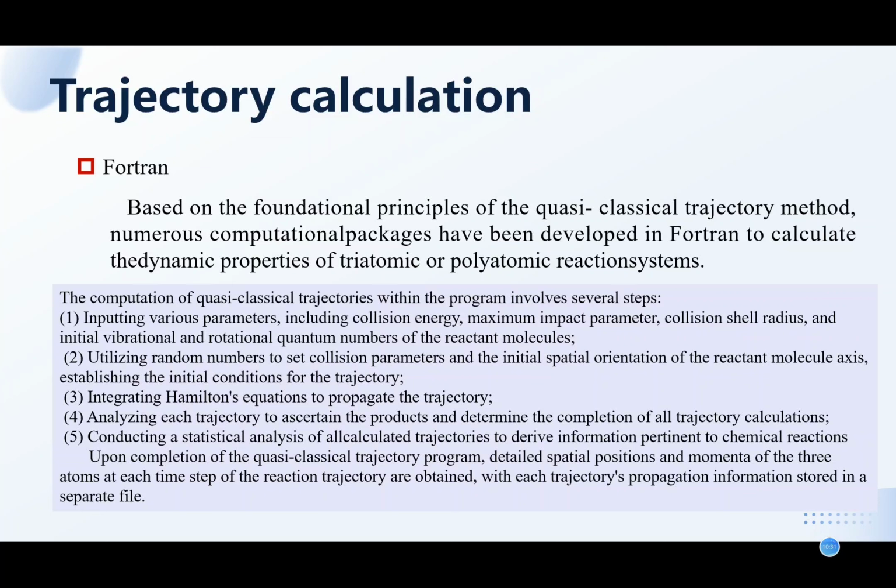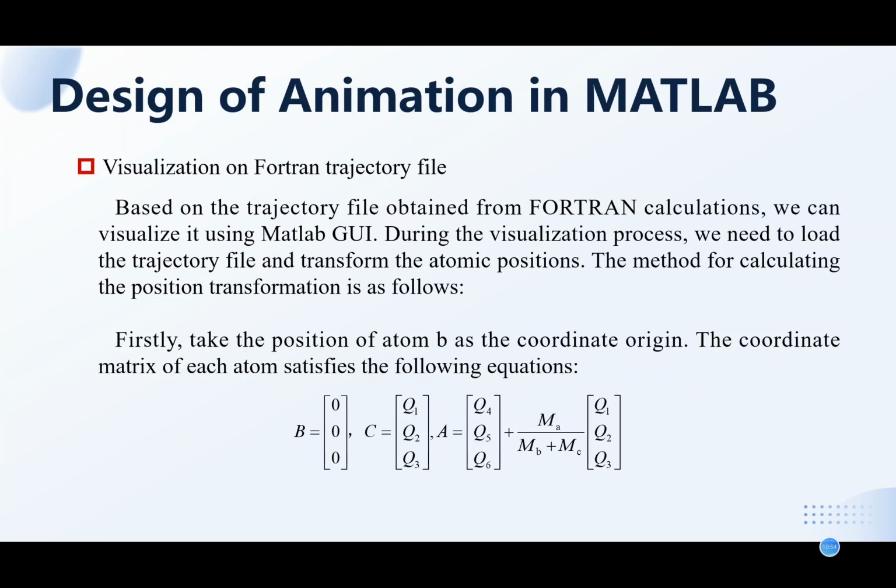From the trajectory program, the detailed spatial position and momentum of the three atoms at each time step of the reaction trajectory are obtained, with each trajectory's propagation information stored in a separate file. When we get the trajectory file, we can implement an animated demonstration of the trajectory by using Matlab GUI.